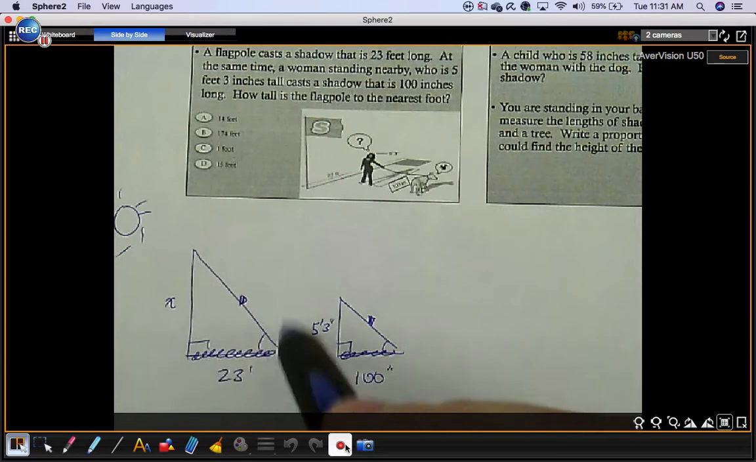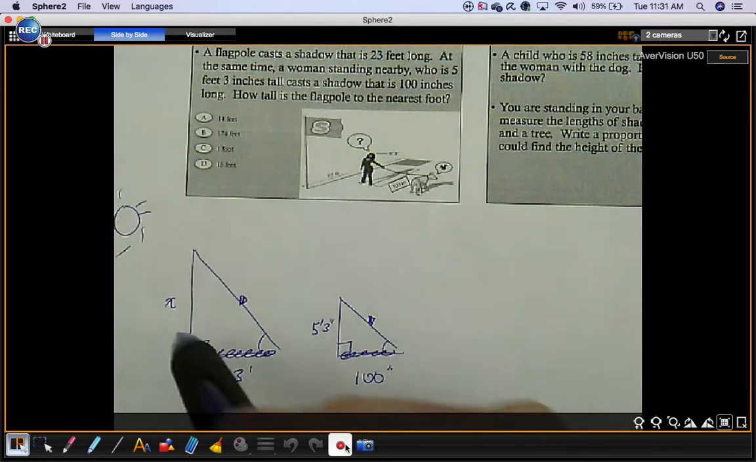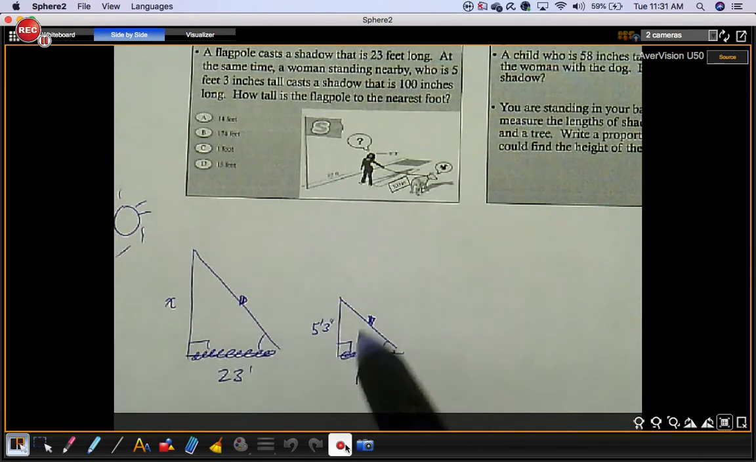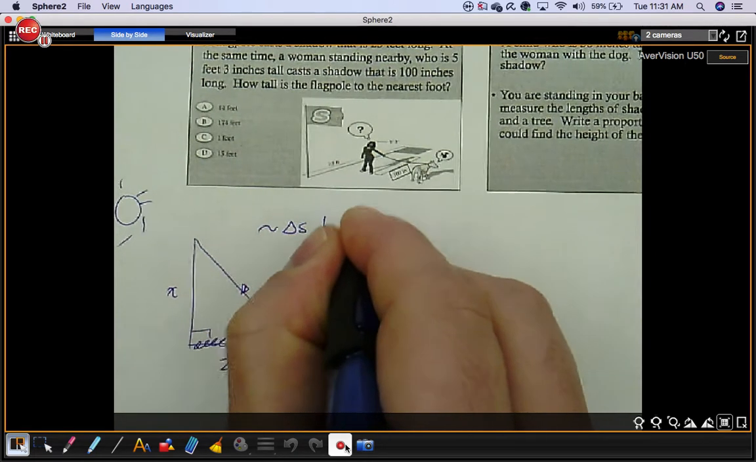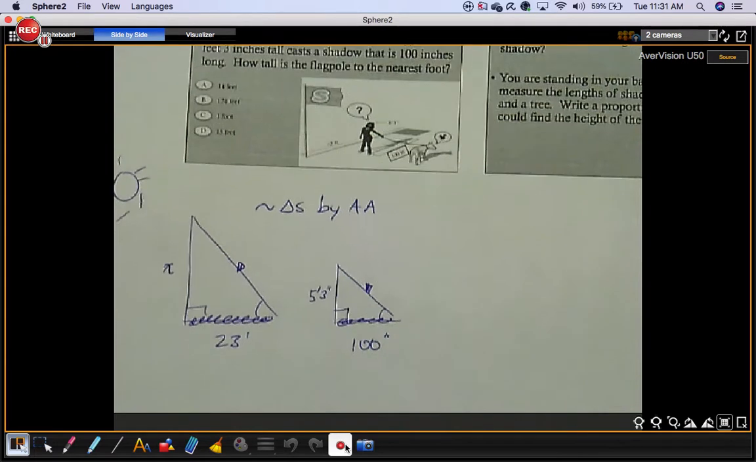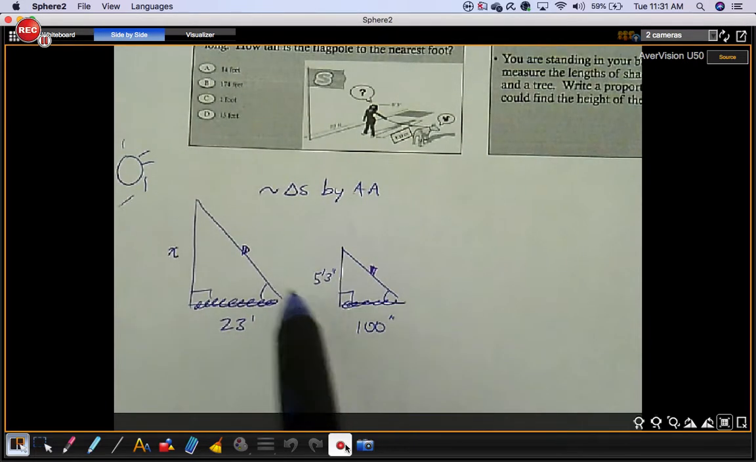So notice how the sun rays create triangles, and the two triangles are similar by angle, angle. Similar triangles by angle, angle. That's really important because if these weren't similar, you wouldn't be able to set up this type of exercise.